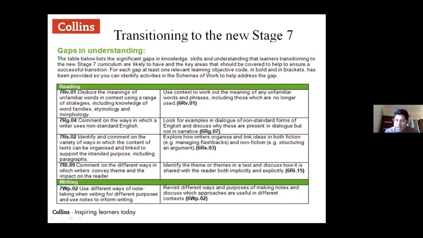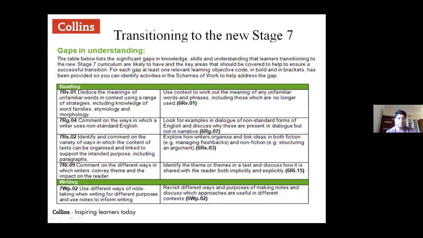Ahana, do we have any questions so far? There is one question. Would the 2021 Stage 7 students be the first batch to be tested for the new curriculum? Yes. That's why the first teaching is September 2021.